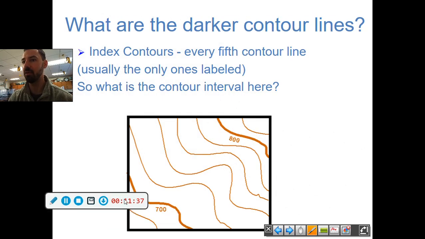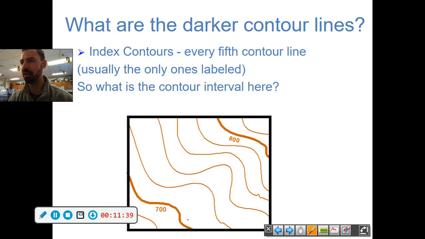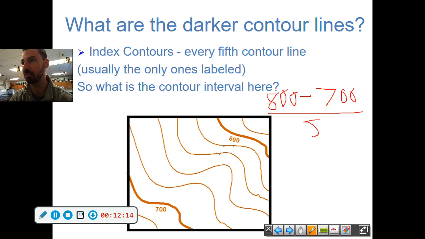Lastly, I want to talk about index contours. These are the dark lines on the map that are sometimes labeled, and the other ones they leave blank. If you ever have to find out the interval, subtract your two index contours. In the case of this one, 800 minus 700, and then you usually divide by 5. Let's confirm that: you don't count the line you're on, but count the second one after. 1, 2, 3, 4, 5. So there are 5 lines between, so that is correct.